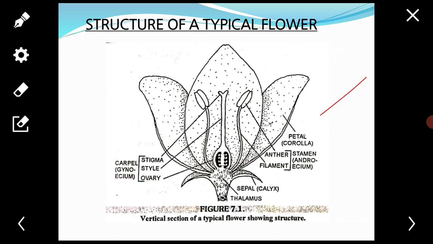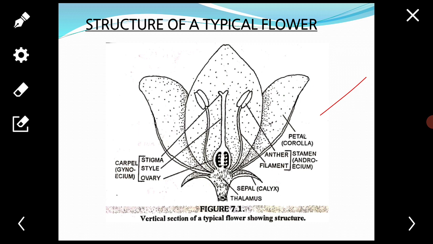Most of the angiosperms produce bisexual, means perfect, flowers containing functional male and female parts, while others produce unisexual, means imperfect, that is the staminate, means male, and pistillate, means female, flowers on different individual plants. Example, date palm.